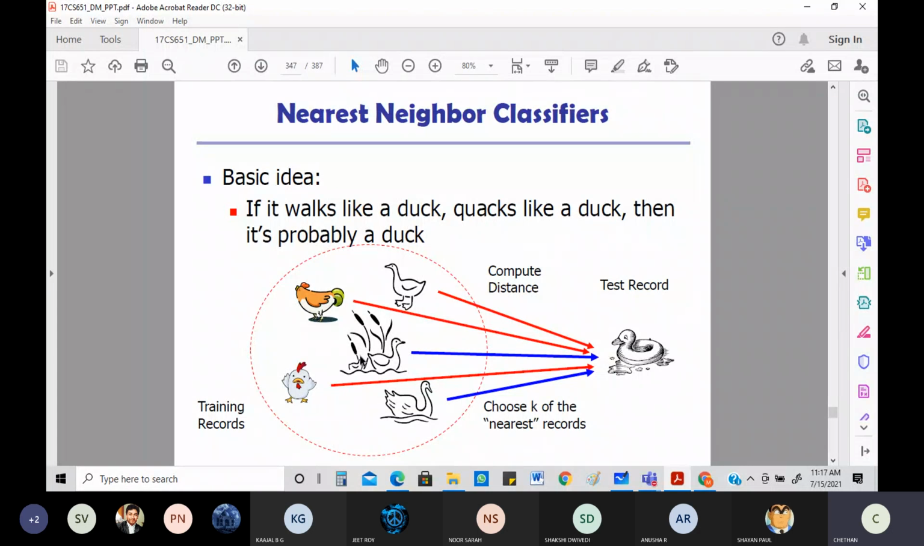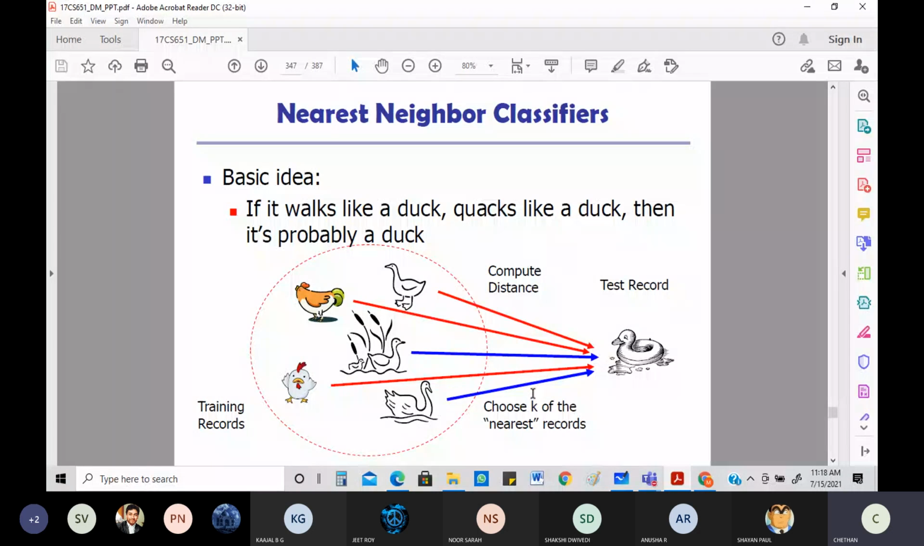See what's the next thing. See what the training records are. We have all these training records, and you compute the distance between each of them, and we choose the k nearest records. What is this k? K is an assumption. K will be chosen in such a way that we are able to get the best results out of it.